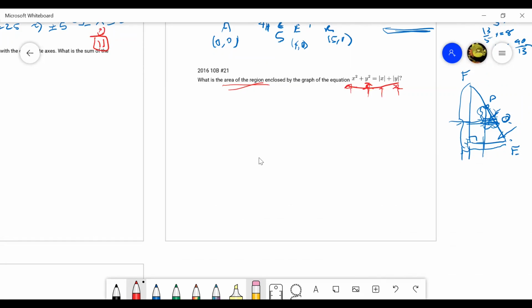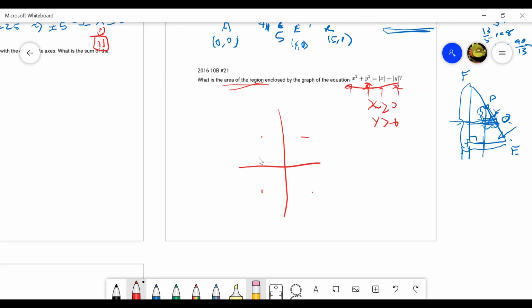So if we graph the equation in just one quadrant, like the first quadrant, where x is greater than 0 and y is greater than 0, it's going to have the same shape in all 4 quadrants, and you can just reflect it over.